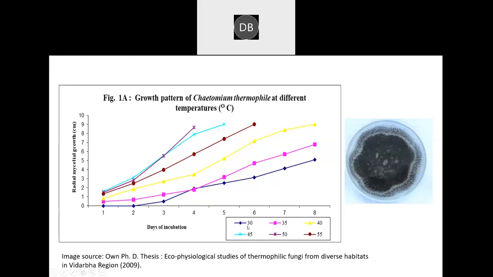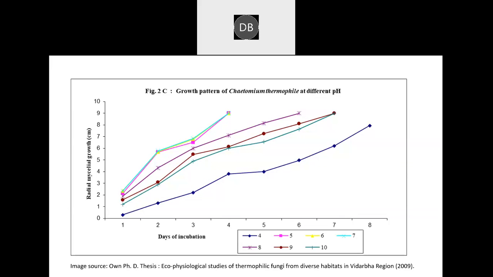This is the growth pattern of Chaetomium thermophile at different temperatures. The temperature range is 30 to 55 degrees centigrade, and the plot is radial mycelial growth in centimeters against the days of incubation. Readings were taken from 0 to 8 days, and 45 to 50 degrees centigrade was suitable for their growth. The 50-degree temperature gave the rapid growth, and it completed its growth within 4 days.